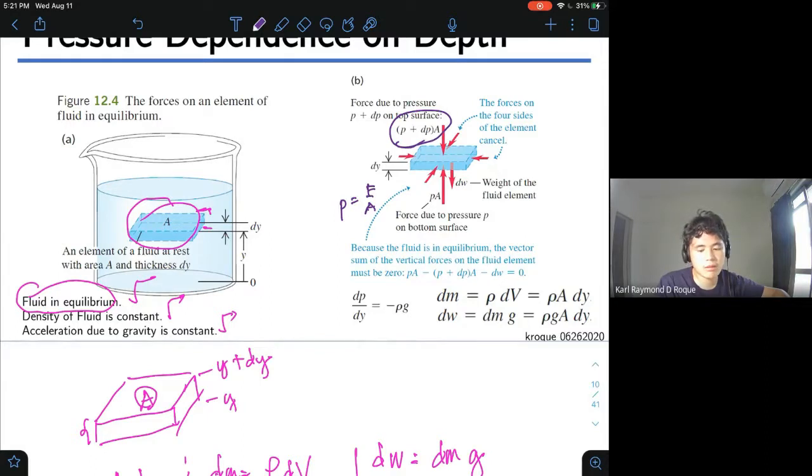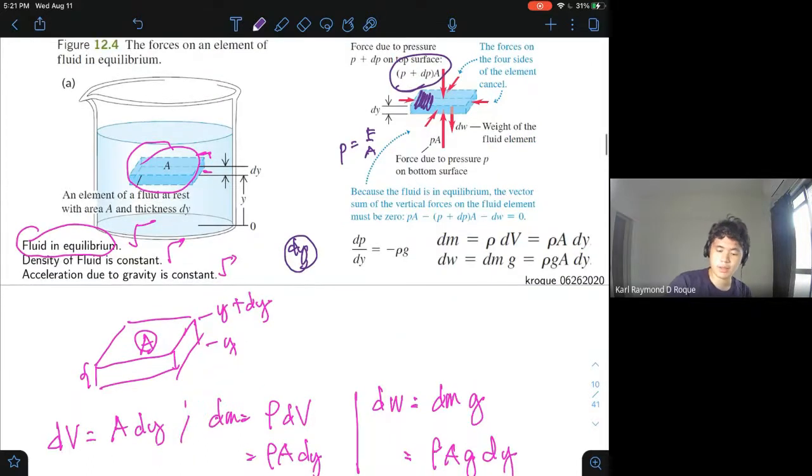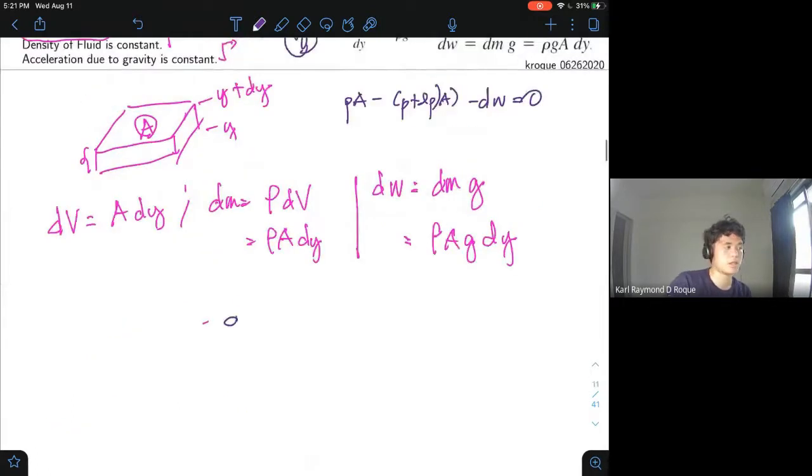Kasi dahil sa small change of this one, yung dy, nagkaroon ng small change in pressure also. Alright? Yun. Let's examine the y component. PA upwards minus P plus dP times A minus d weight equals 0. Rearranging, we get that dP over dy equals negative rho g. Yun na, tapos na.